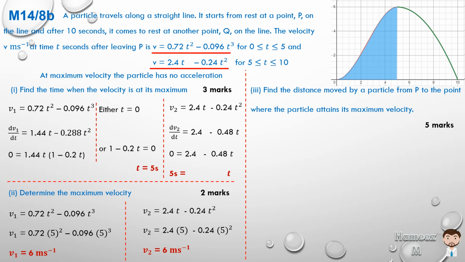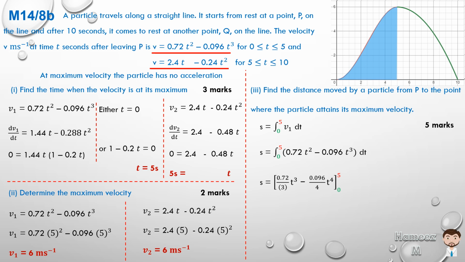For the first equation, because that's the equation that covers the first time interval of 5 seconds, we say S is equal to the integral of v1 with respect to t between the time intervals 0 to 5. And if we substitute, S is equal to the integral of 0.72t squared minus 0.096t cubed dt between 0 and 5. So that gives us S is equal to 0.72 divided by 3 t cubed minus 0.096 divided by 4 t to the fourth, between 0 and 5.